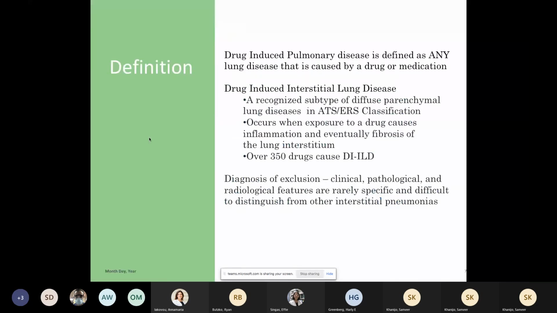So really, to take a step back, and we'll look at drug-induced pulmonary disease, and that's really defined as any lung disease that's caused by a drug or a medication. Drug-induced interstitial lung disease, or DI-ILD, is actually a recognized subtype of diffuse parenchymal lung diseases in the ATS-ERS classifications. It's enough of an idiopathic interstitial pneumonia that it has its own categorization, and it can occur when exposure to a drug causes inflammation and eventually fibrosis of the interstitium. There's over 350 drugs that are known to cause DI-ILD.